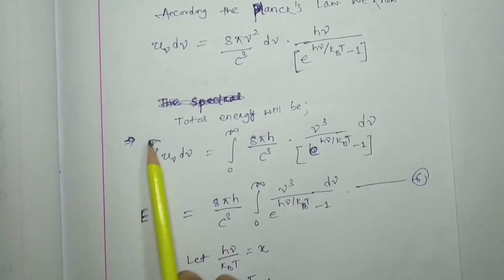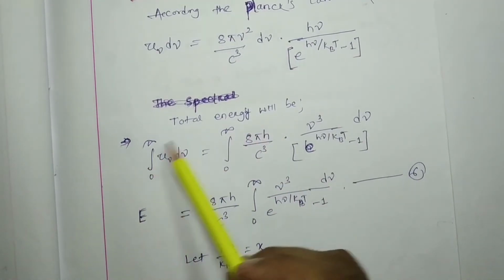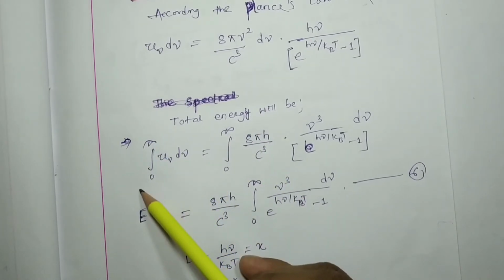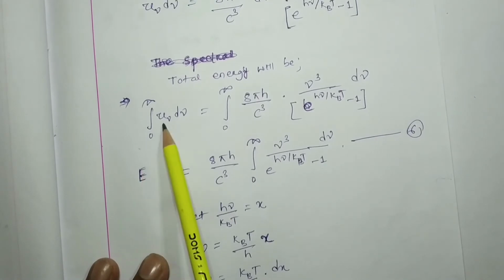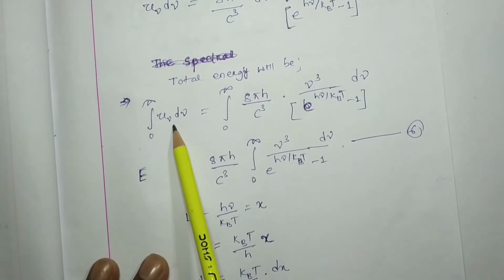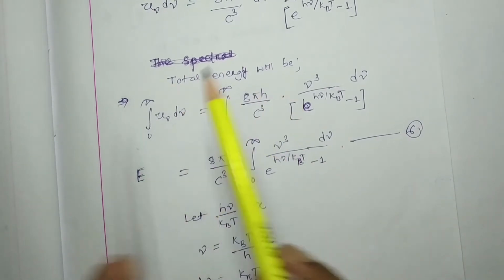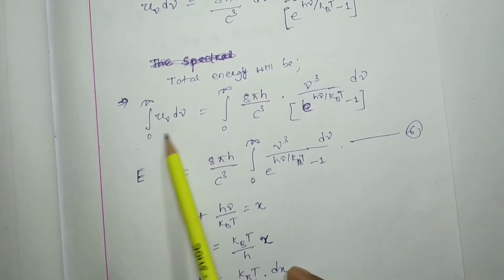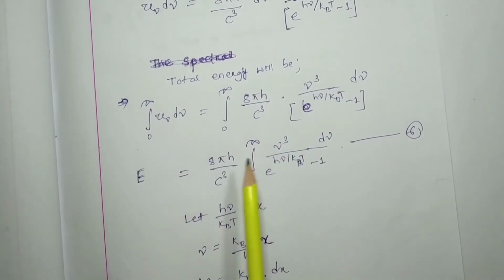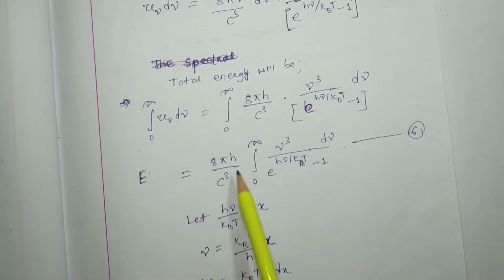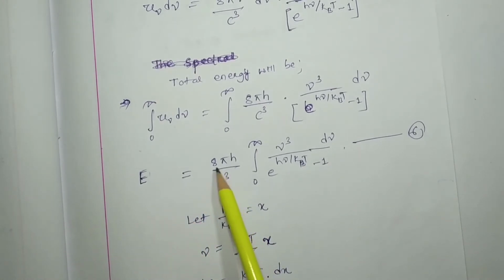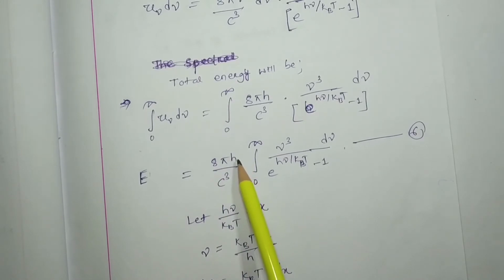And total energy, if we are going to find out, then we have to integrate both sides. This will be represented as total. This is energy density in the frequency range ν and dν. If we are going to consider all the frequency range, then it will be your total energy, right? The total energy will be equal to 8π h by c³.